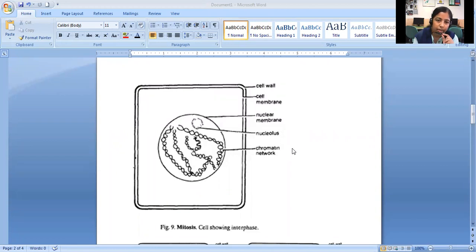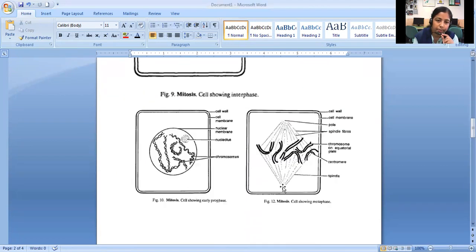So here you can see on the screen, this is the cell showing the early prophase and the metaphase. In the prophase, the cell wall and the nucleus are condensed and the chromosomes you can find here. And in the metaphase, the chromosomes are on the equatorial plane. Okay? And the poles are formed with the spindle fibers on this.